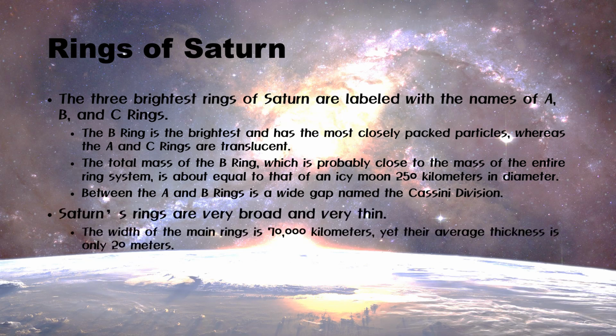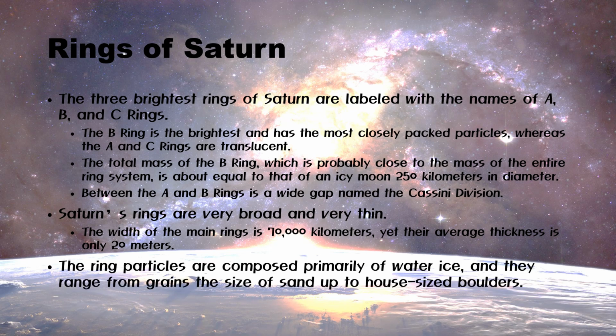Now, Saturn's rings are very broad, and we obviously can see them, it's one of its defining features, but they're also very thin. The width of the main rings is 70,000 kilometers across, yet their average thickness is only 20 meters, a distance that you could easily walk yourself, and you would traverse the whole breadth of that ring if you were to try to walk it from top to bottom. The ring particles themselves are composed primarily of water ice, and they range from grains the size of sand all the way up to house-sized boulders.